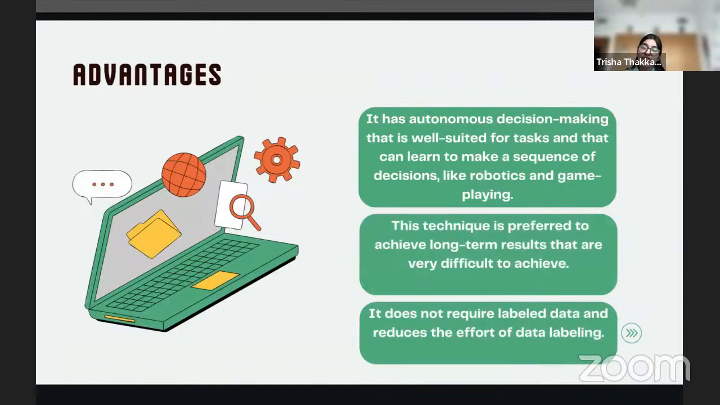What are the advantages of reinforcement learning? It has autonomous decision making that is well suited for tasks, and it can learn to make a sequence of decisions, like robotics and game playing. This technique is preferred to achieve long-term results that are very difficult to achieve. So it helps us get long-term results. It does not require labeled data and reduces the effort of data labeling.